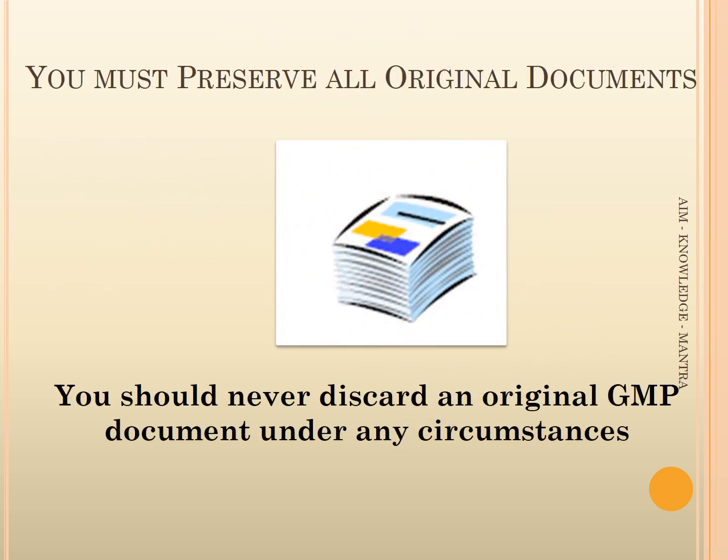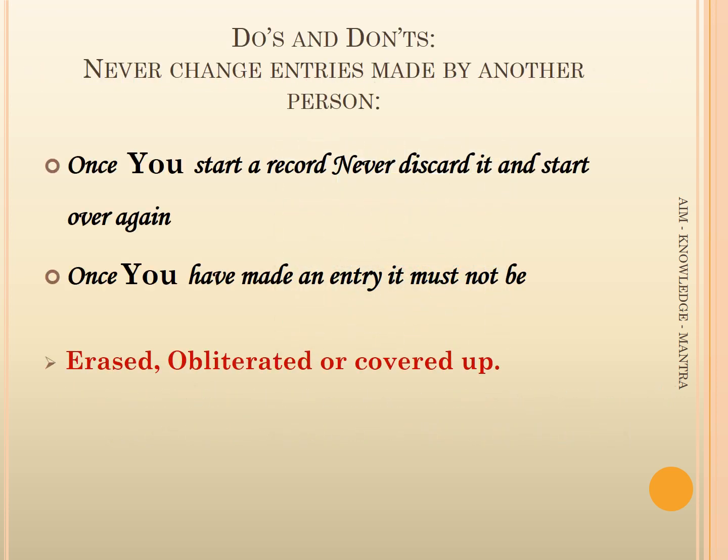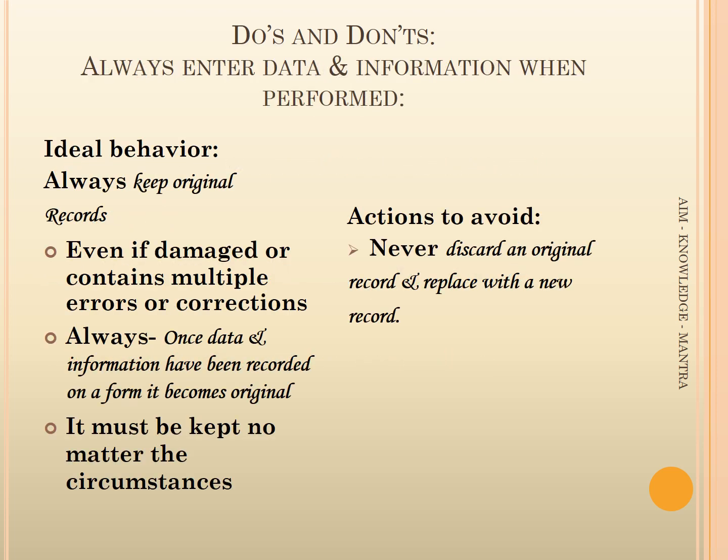You must preserve all original documents. You should never discard an original GMP document under any circumstances. Once you start a record, never discard it and start over again. Once you have made an entry, it must not be erased, obliterated, or covered up. Ideal behavior: always keep original records, even if damaged or containing multiple errors or corrections.